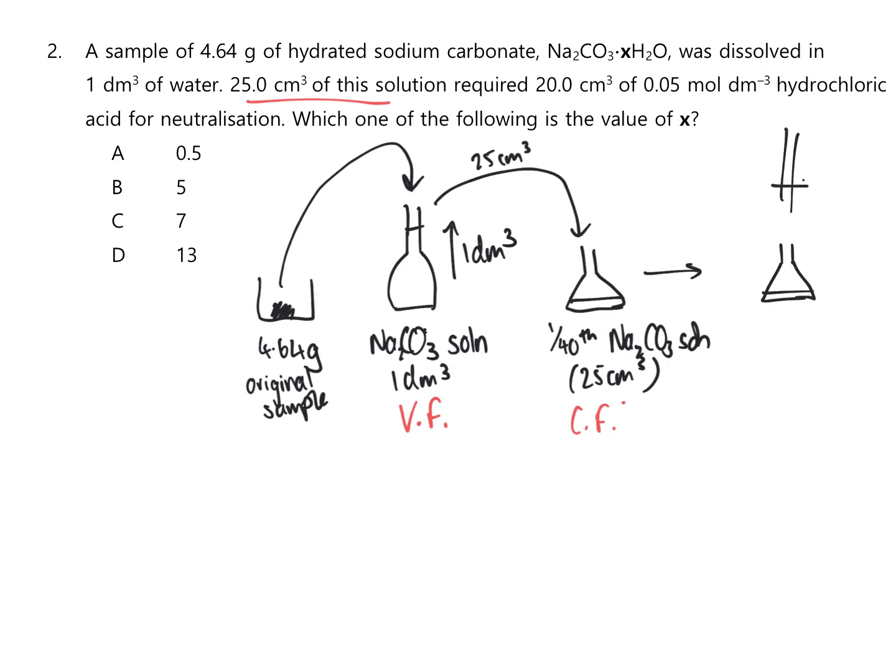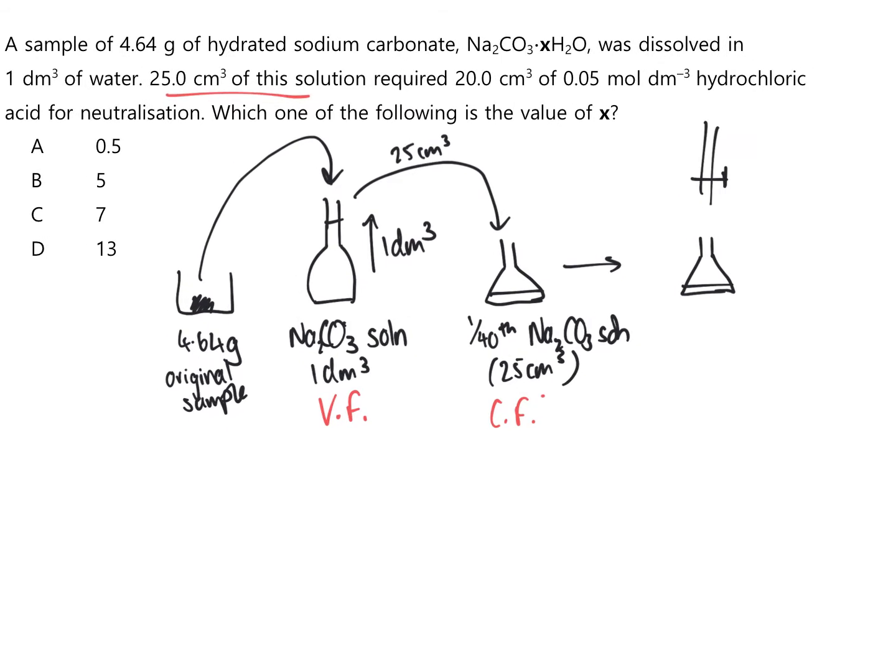So if you draw your burette there, we're titrating it against hydrochloric acid, and there's your concentration, 0.05 molar, and your average titre is 20.0 centimetres cubed, which is 0.02 decimetres cubed. So in order to do this calculation, we need to think of our balanced symbol equation for this reaction.